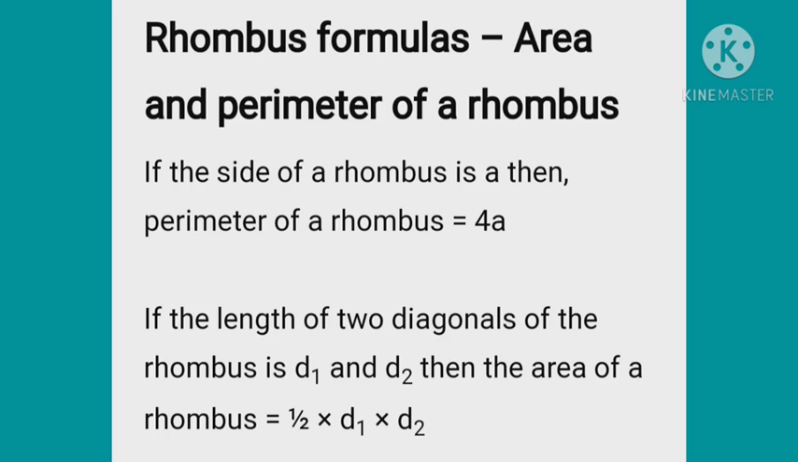Perimeter and area of rhombus. If the side of a rhombus is represented by a, then perimeter of rhombus is nothing but 4a, that means 4 into side. And if the diagonals of rhombus are represented by D1 and D2, that means diagonal 1 and diagonal 2, then the area of rhombus is half into diagonal 1 into diagonal 2. Okay. Perimeter of rhombus is 4 into side and area of rhombus is half into diagonal 1 into diagonal 2.